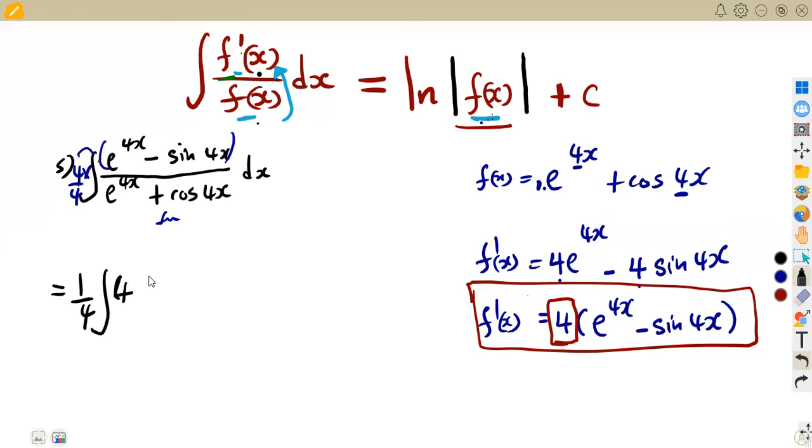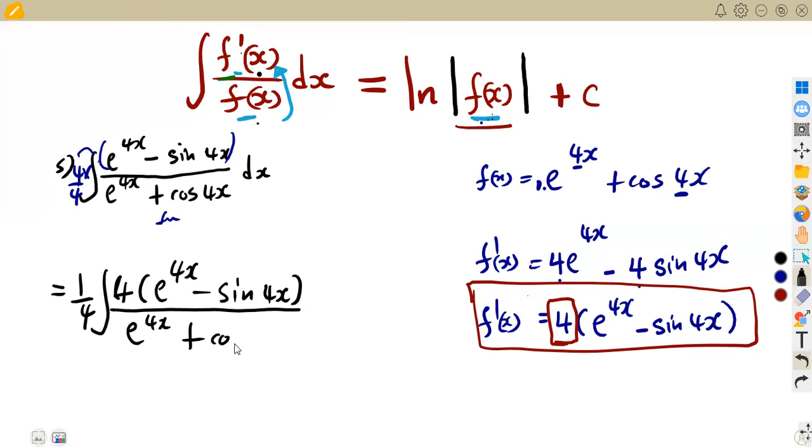So it is going to be 4 into e to the exponent of 4x minus the sine of 4x, everything over e to the exponent of 4x plus the cosine of 4x, with respect to x. So as we can see, this is our f of x, and this is its corresponding first derivative, the one that we see here. So we are back: f of x, and its corresponding first derivative.